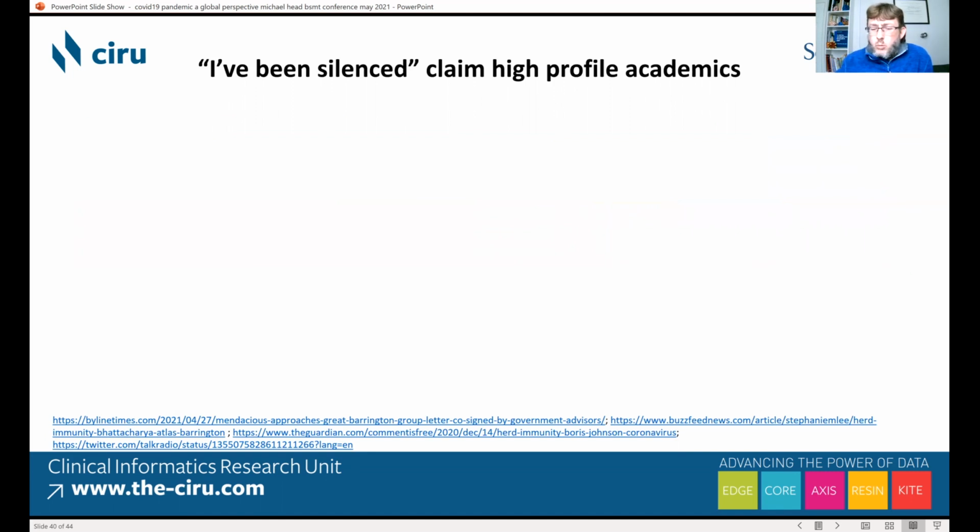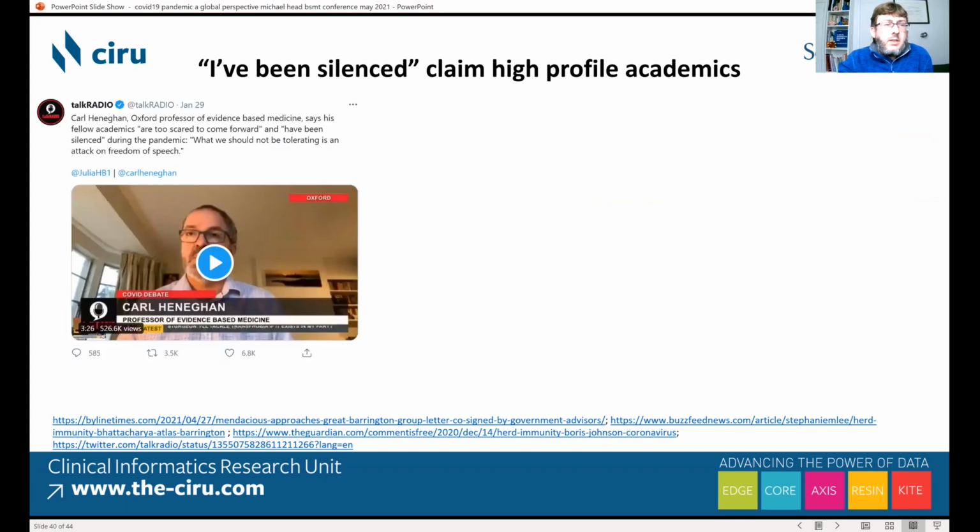The academics involved make wild claims, such as "I've been silenced," claim many of them, including Carl Hennigan from Oxford, who's had a really pretty bad pandemic in terms of good public health information. He claims that he'd been silenced, and he claimed this on national radio, on, as it goes, Julia Hartley-Brewer's programme, who many of us will know as one of the bad journalists doing a very bad job at reporting responsible messaging here. If you don't know who Julia Hartley-Brewer is, then I'm sorry for ruining your day about that.